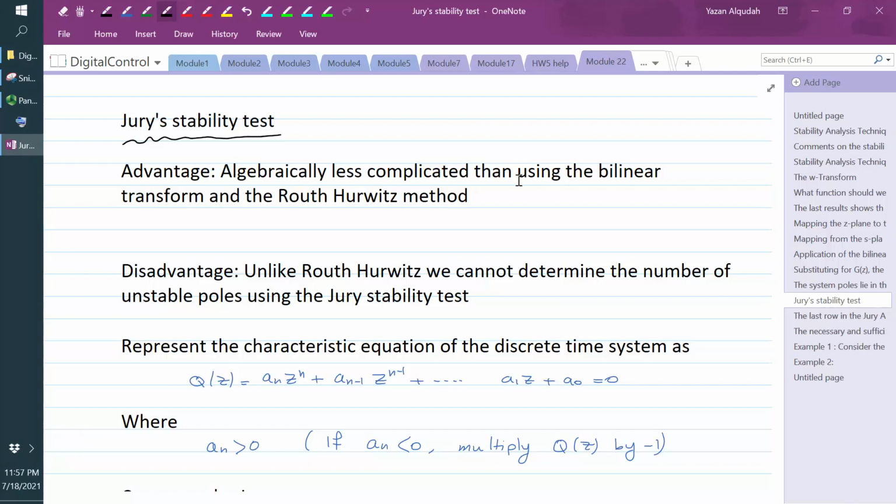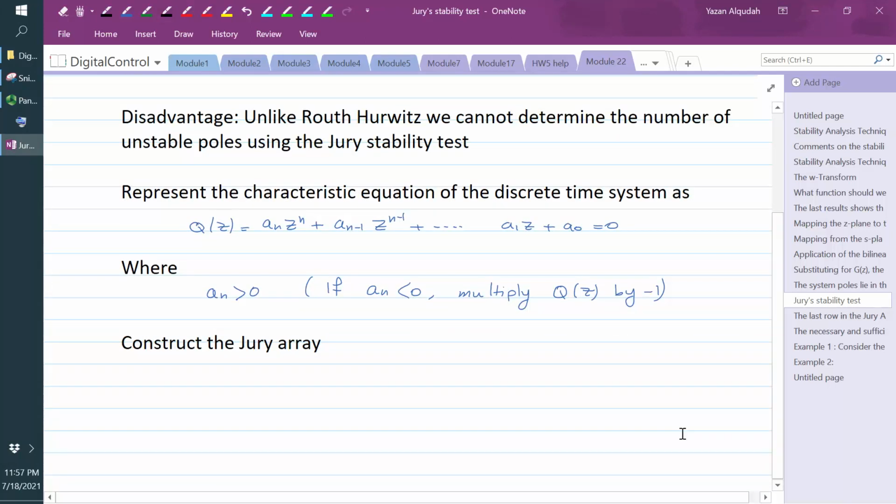So let's say we have a characteristic equation, Q of z, that is given by a_n z^n plus a_(n-1) z^(n-1) all the way to a_0 equal to 0. We're going to assume that a_n is greater than 0. If it is less than 0, we can multiply the whole polynomial by -1 to make a_n positive. So then what we're going to do is construct the Jury array.